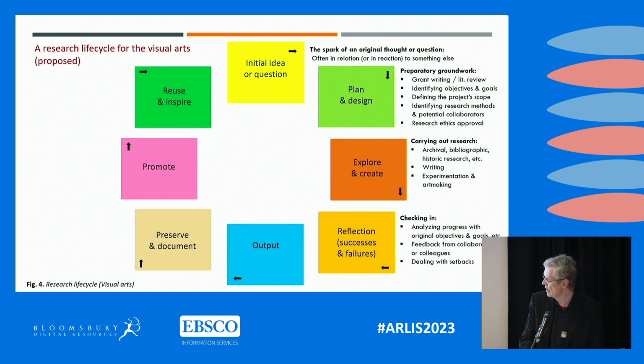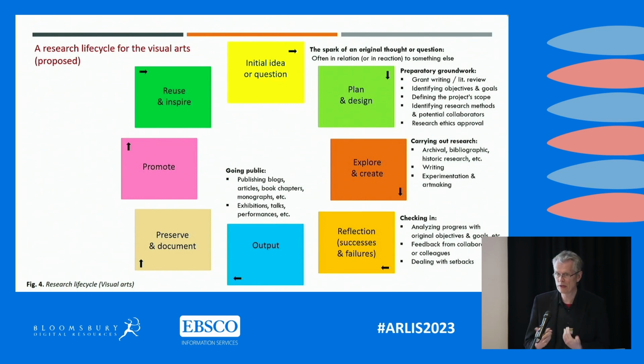So after that, the next stage is output. This stage occurs when the research is made public. So for authors, it could be publishing blogs, articles, book chapters, monographs, etc. And for artists, it could be exhibiting their work, an artist talk, a performance, etc. So the effort required to reach this stage is pretty monumental for a lot of people, but it's important for researchers, I think, and for libraries as well, to appreciate that it's really not the end of the research process.